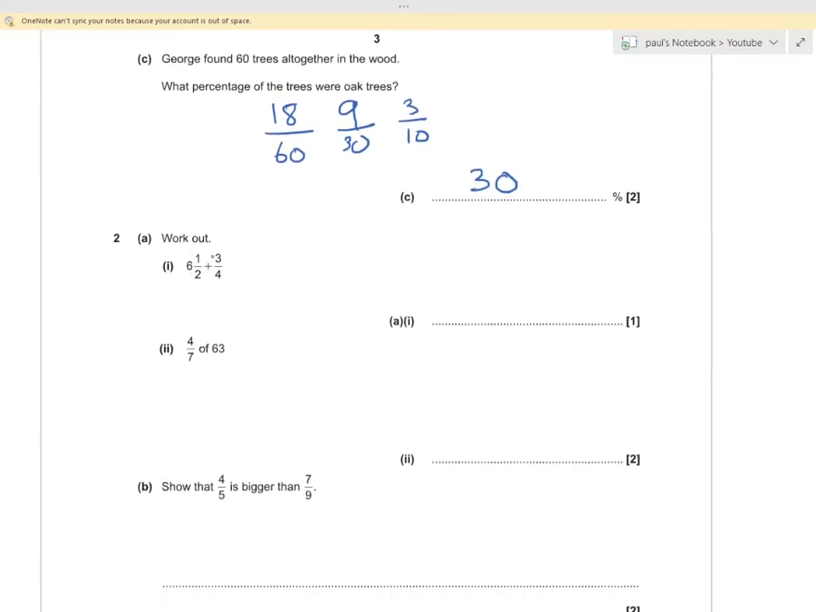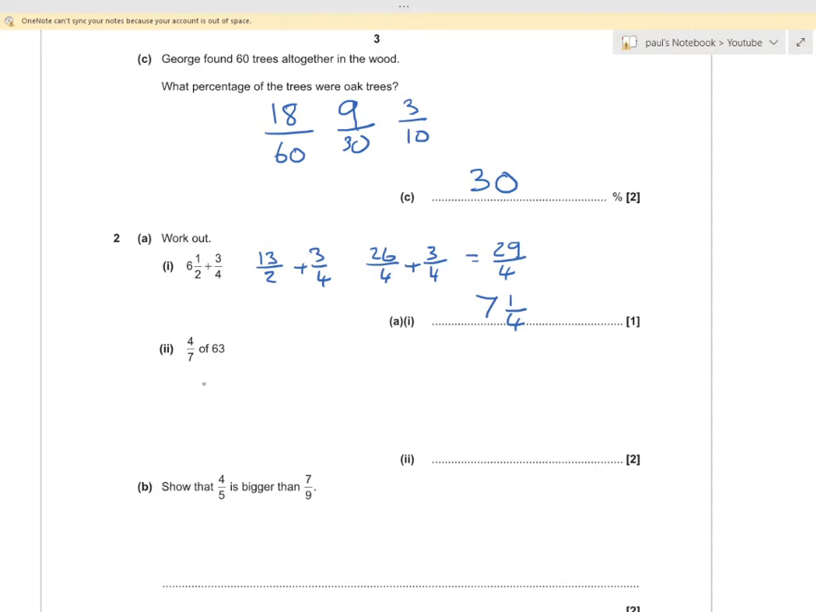Right. 6.5 plus 3/4. Right, I'll do this the long way round. Change this into top heavy. 2 times 6 is 12 plus 1 is 13 over 2 plus 3/4, which is going to be 26 over 4 plus 3/4, which equals 29 over 4. 4 sevens are 28, so it's 7 with 1 left over, 7.25. I suppose you could have done that an easier way, 6 halves or something like that.